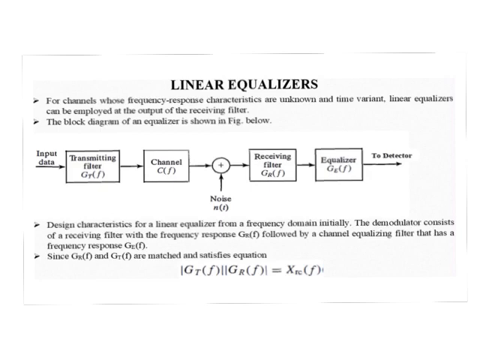Now, let us discuss one of the types of equalizers called linear equalizers. Where are we supposed to use these linear equalizers? We need to use these equalizers at the output of the receiving filter, and these linear equalizers are particularly used for the channels whose frequency response characteristics are unknown, as well as time variant.